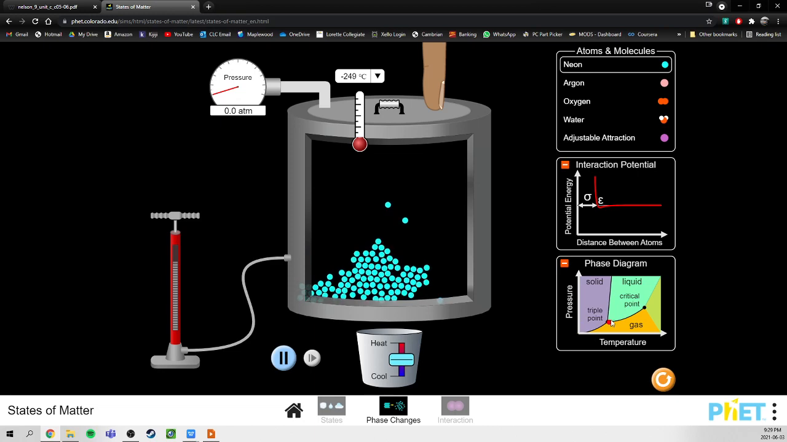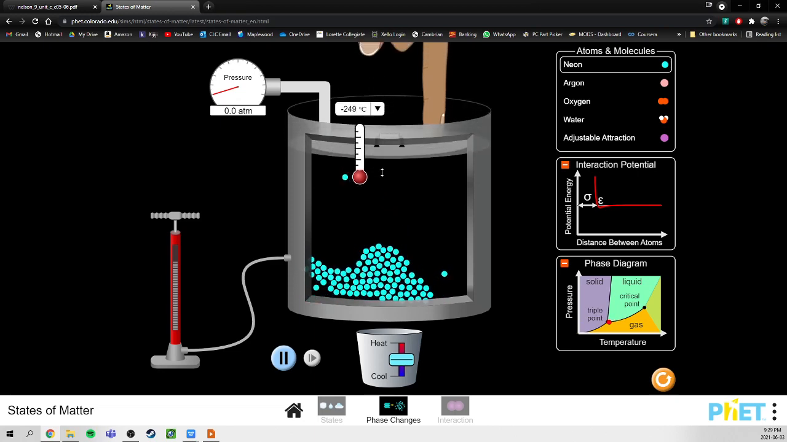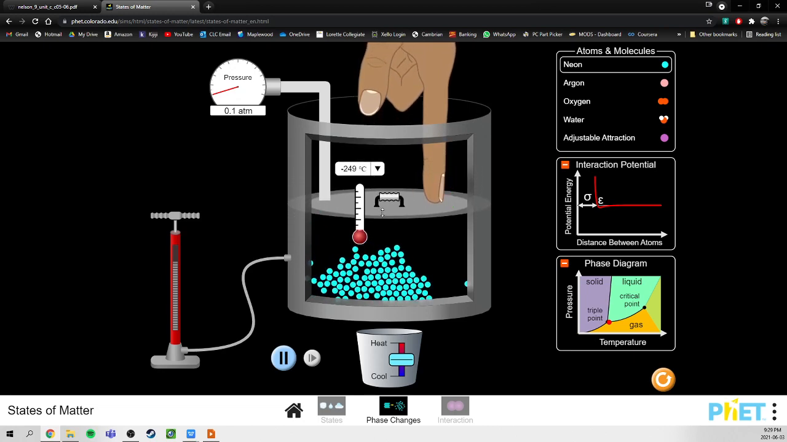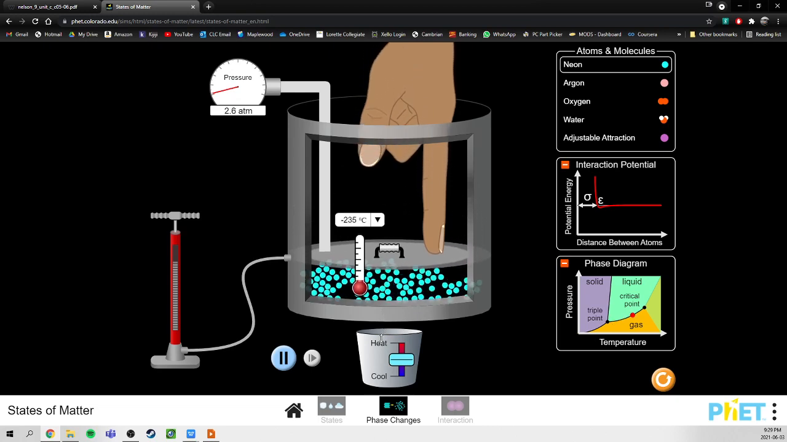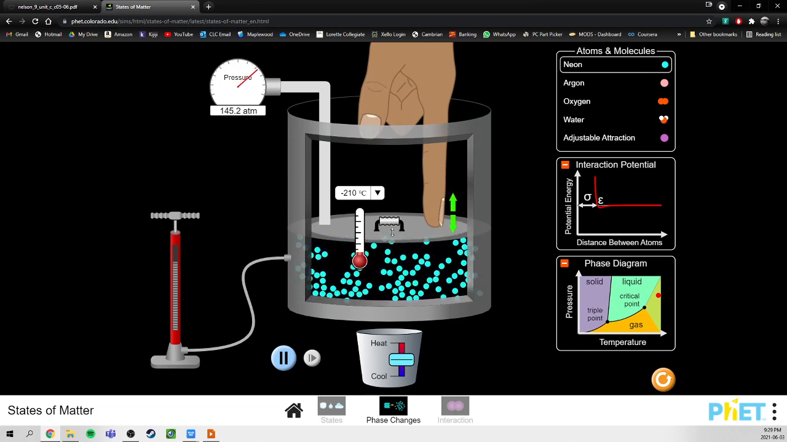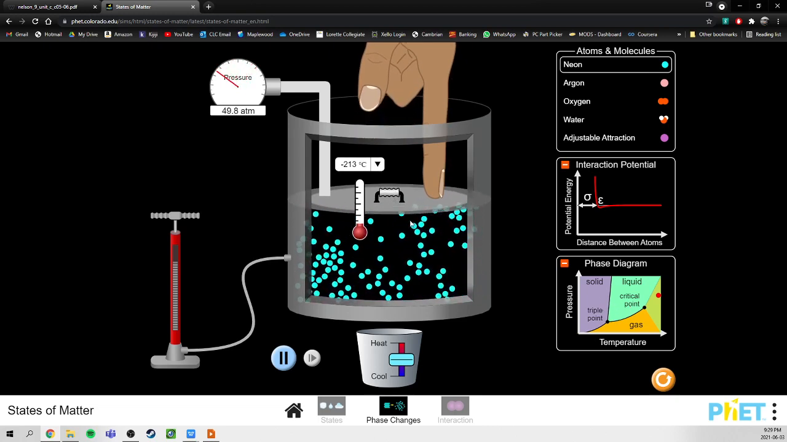Yeah, we're kind of right in this area. If I increase my pressure a little bit, not sure if I can. Oh, this is a phase diagram. We'll see this a little bit later. Solid, liquid, gas.